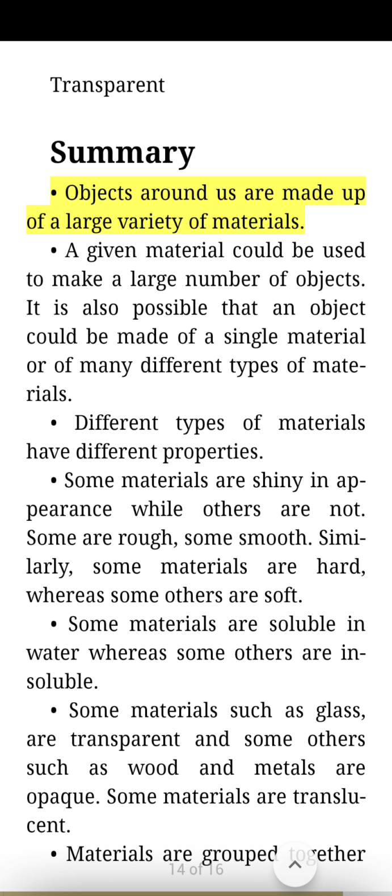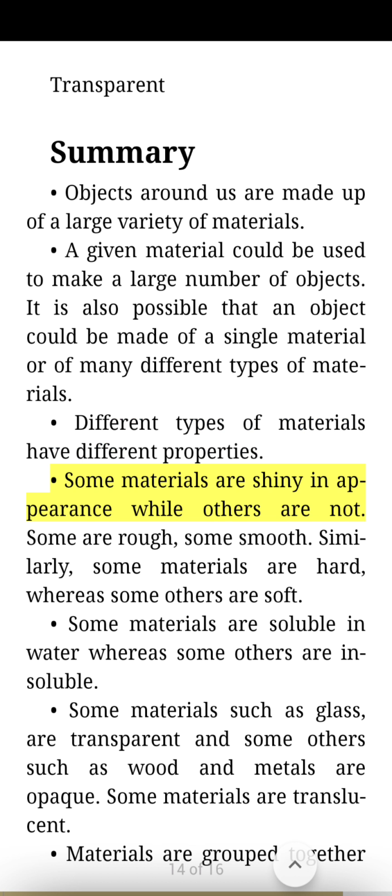Summary: Objects around us are made up of a large variety of materials. A given material could be used to make a large number of objects. It is also possible that an object could be made of a single material or of many different types of materials. Different types of materials have different properties.